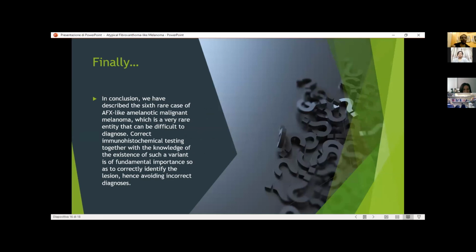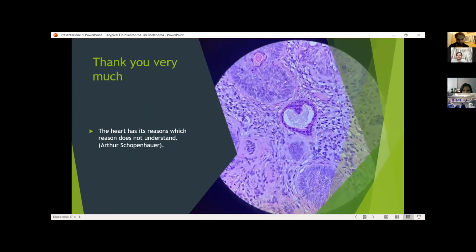Finally, we have described the 6th case of atypical fibroxanthoma-like amelanotic malignant melanoma, which is a very rare entity that can be difficult to diagnose. Correct immunohistochemical testing, together with the knowledge of the existence of such a variant, is of fundamental importance so as to correctly identify the lesion, hence avoiding incorrect diagnosis.